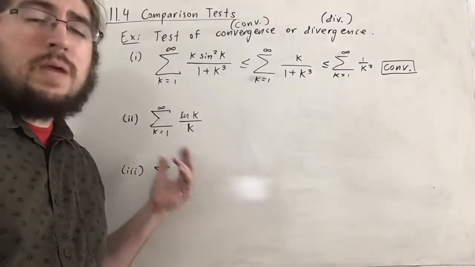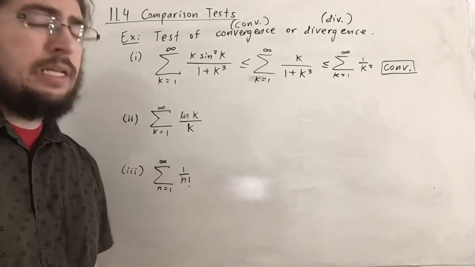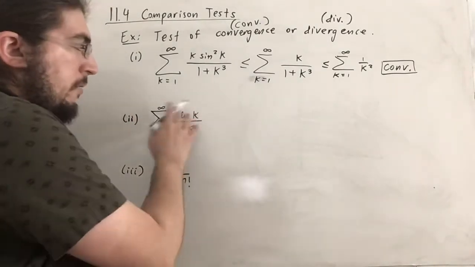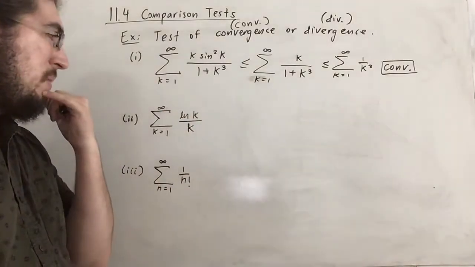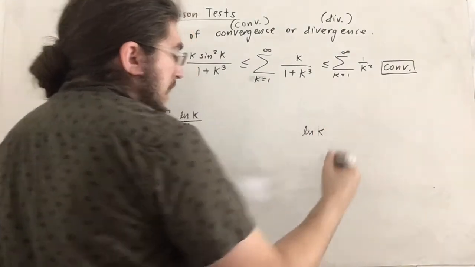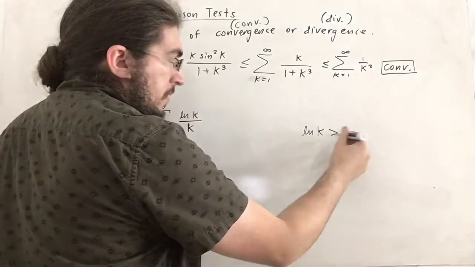Right now, this one we actually showed was divergent in 11.3 via the integral test. But we want to show this by comparison now. So what I want to do is get rid of ln of k. The only problem is, ln of k is certainly less than a lot of things, but what I'm going to actually say is that it's bigger than 1.